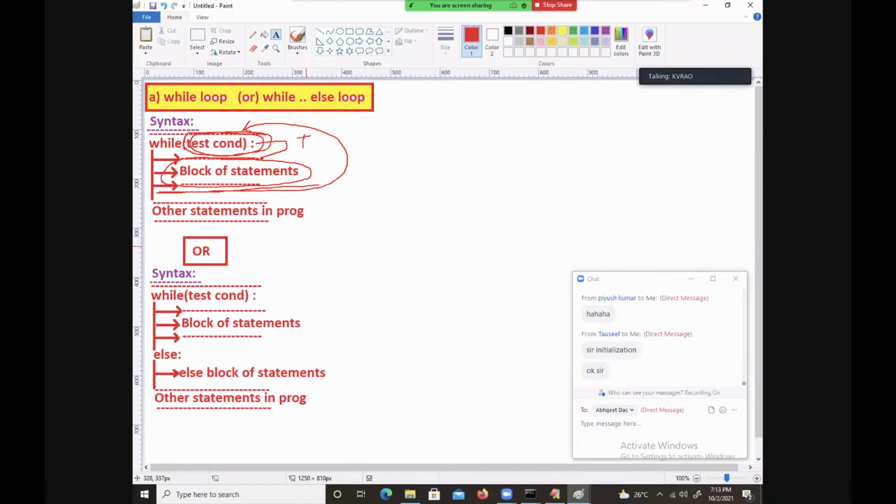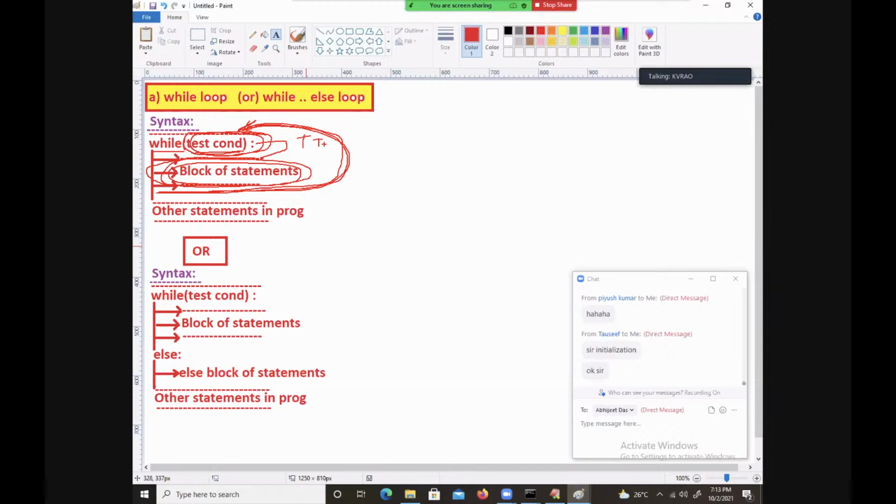The second time, it comes to the test condition once again, because the while loop will take the control back. The while keyword will take the PVM control back. The test condition is tested a second time. The second time also it is true, so again execute the block of statements. Again the PVM control goes back to the while loop.